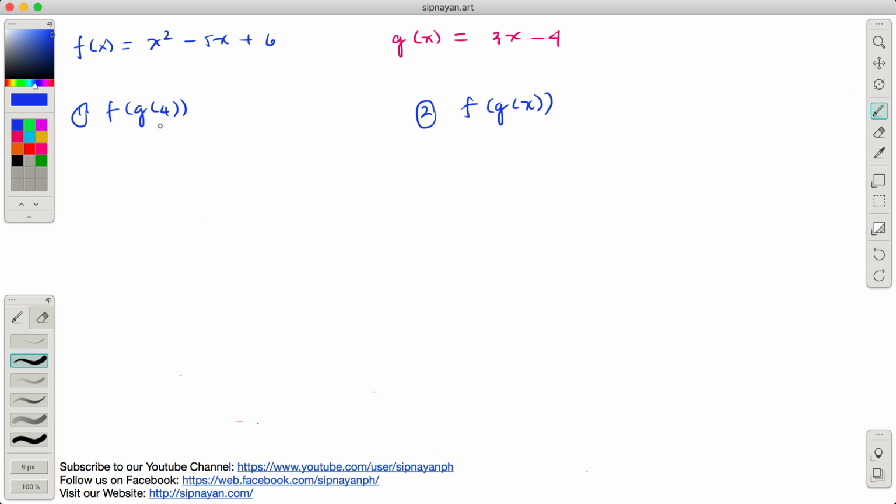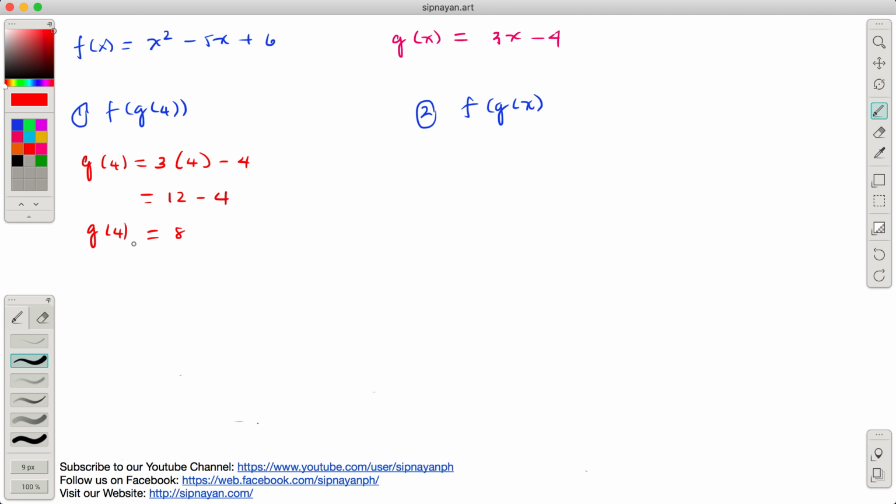Ano yung value nito? Pag meron ganito, kagaya ng ginawa natin sa previous video, unahin muna natin yung nasa inner. What is g of 4? Pag nag-g of 4 tayo dito, ibig sabihin lahat ng x dito sa expression na ito, papalitan natin ng 4. So 3x becomes 3 times 4, di ba? Minus 4, which is equal to 12 minus 4, which is equal to 8. So yan yung ating g of 4.